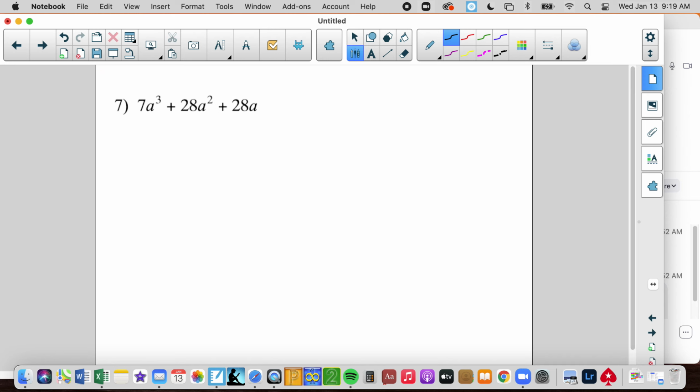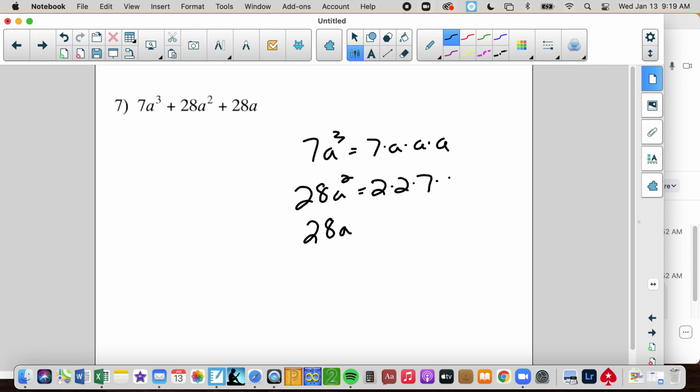We can start getting good at this. 7a to the third, 28a squared, 28a. 7 times a times a times a. That's 2 times 2 times 7 times a times a. And that's 2 times 2 times 7 times a.